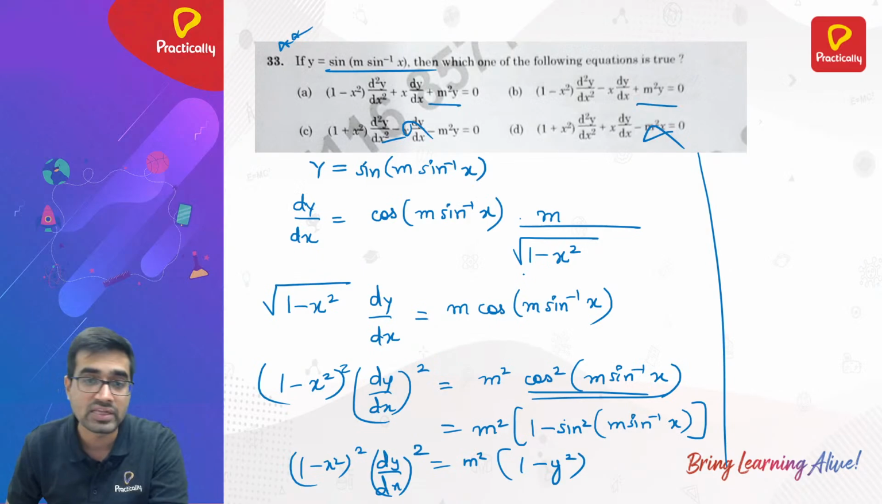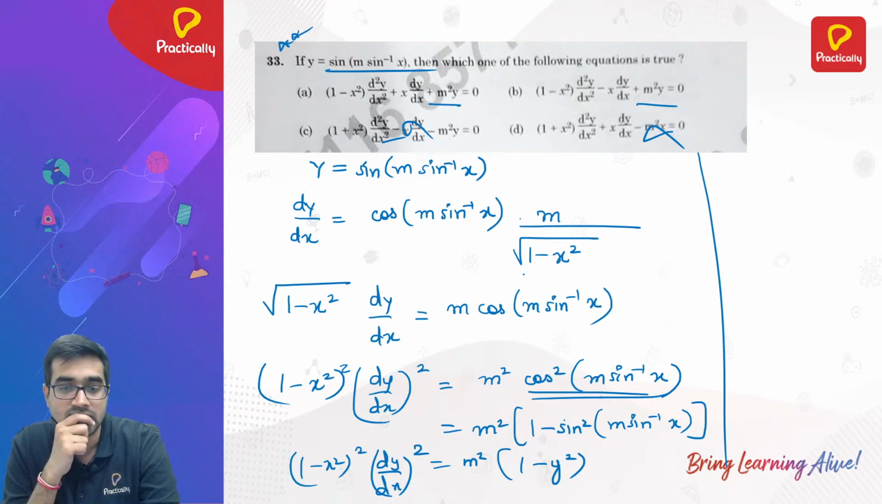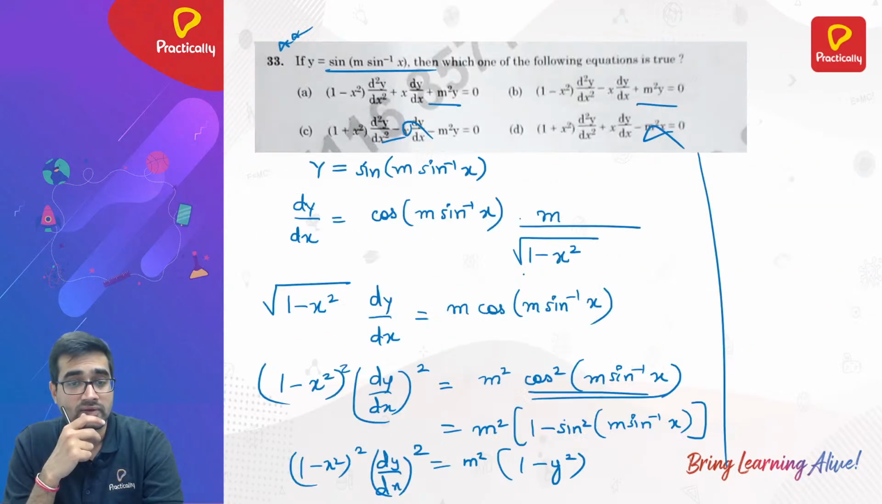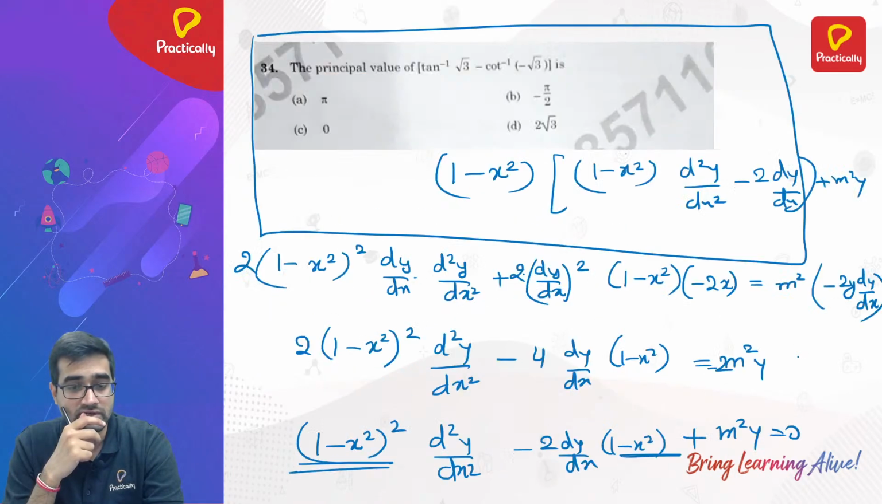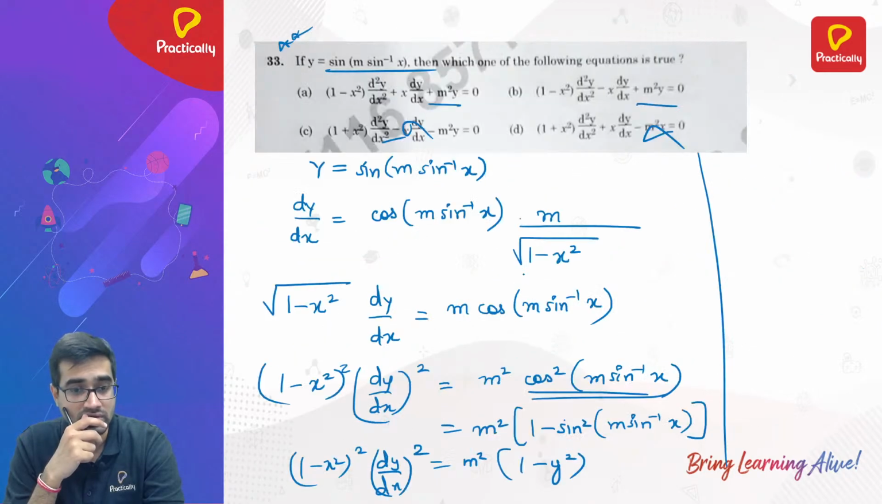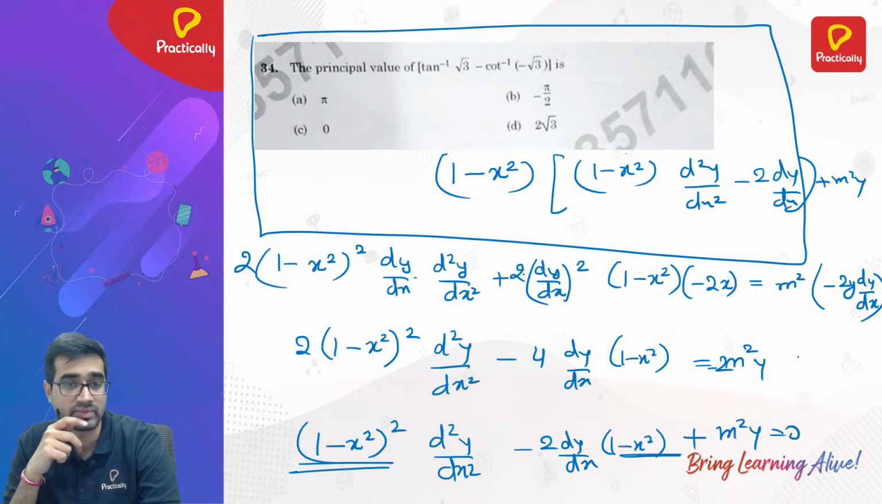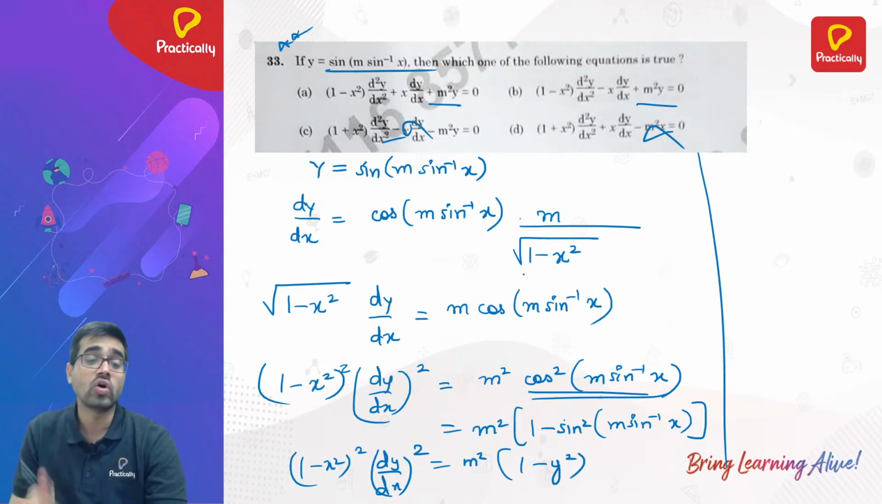I have to come back and resolve it because I have to check where I missed it. In copy pasting only I have to check. So (1 minus x square) whole square, if I write d square y by dx square (1 minus x square), so 2 dy by dx d square y by dx square. Then oh, I got it.